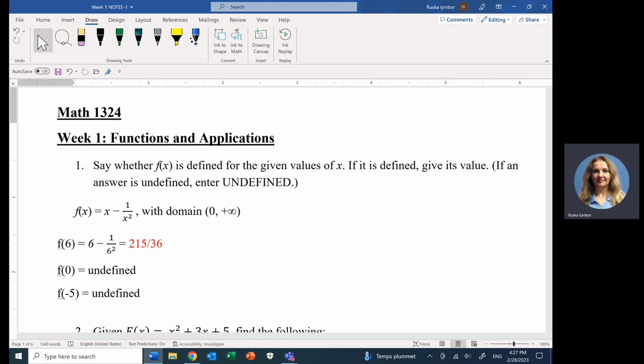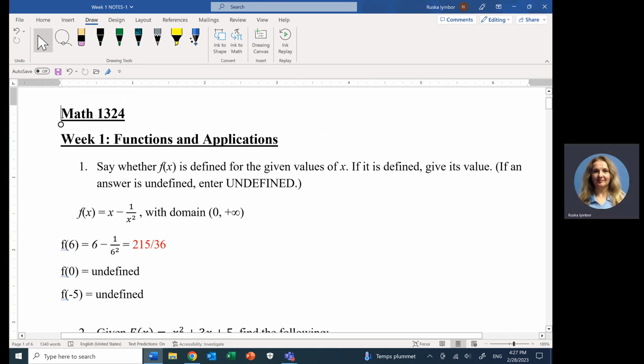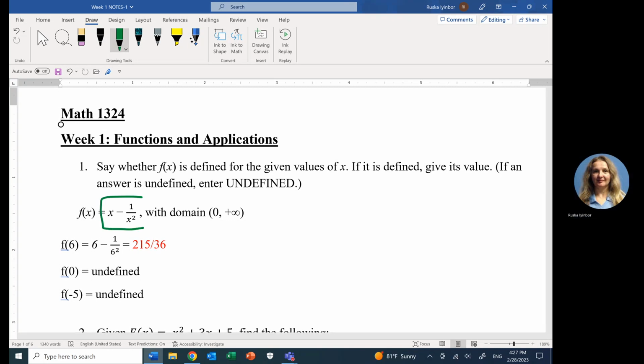So the first question is, we have a function given. This is the function f of x equals, this is my function, and the domain is given also. And you have to find what is f of 6, f of 0, f of -5. Recalling from college algebra, if you are given the equation of the function, finding the value of the function at 6, 0, -5 is just copy the function and plug it in, replace x with the given numbers.